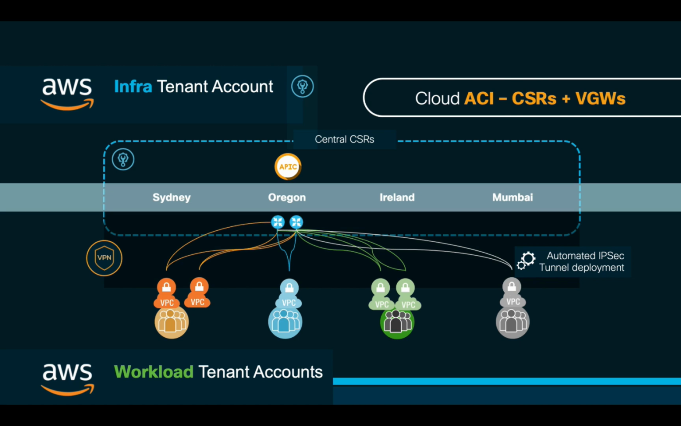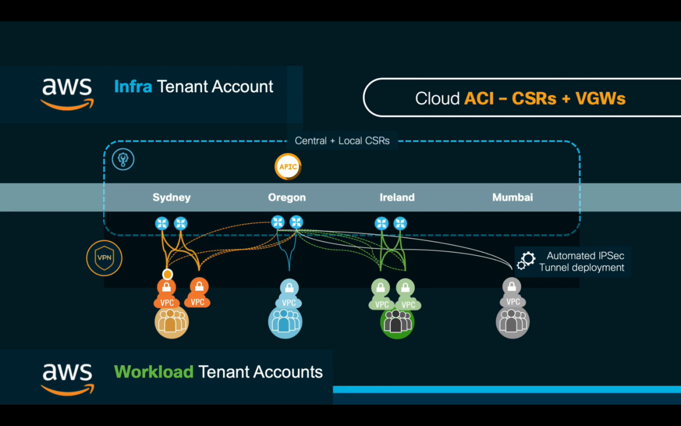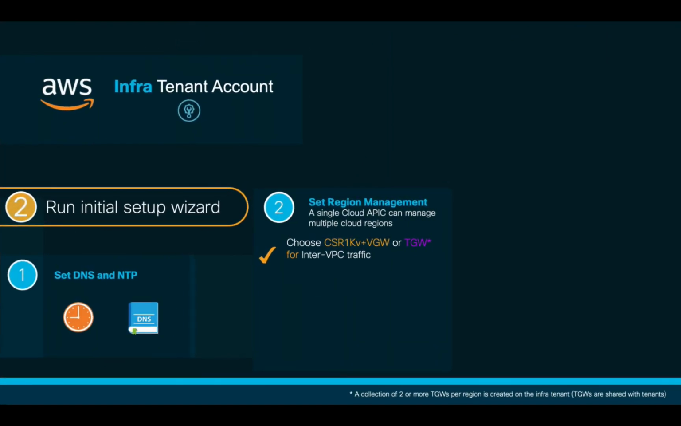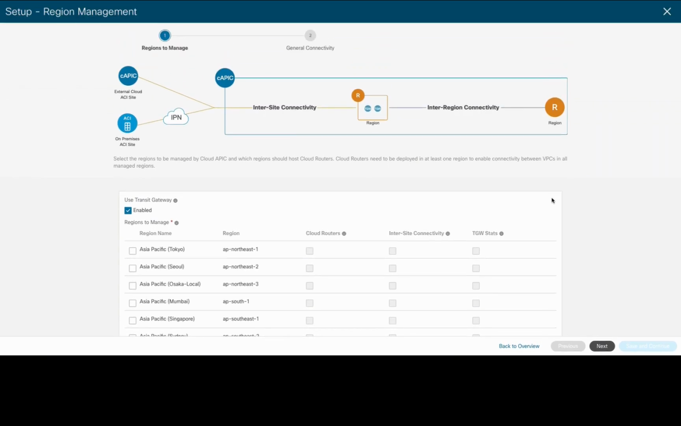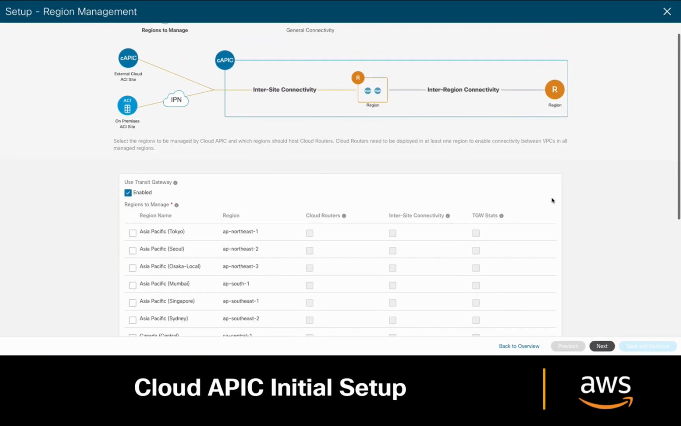If you decide to run CSR1000Vs on one location only, and you have different tenants on different locations, keep in mind that inter-VPC traffic in a given region may have to travel all the way to the hub region. Therefore, although optional, it is recommended that you consider the deployment of additional CSR1000V pairs, wherever needed, to optimize traffic forwarding. If you choose Transit Gateway, remember that you may also choose to deploy CSR1000Vs for hybrid cloud and multi-cloud purposes. Let's go back to Cloud APIC and choose our options now that we know them.